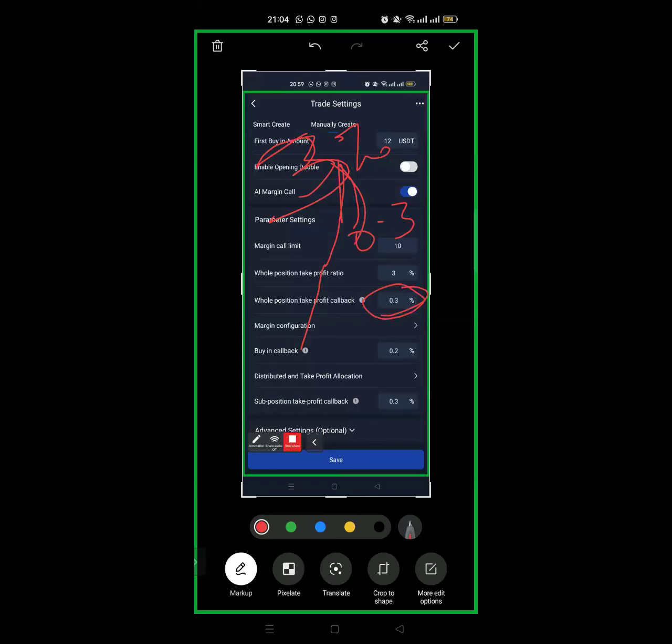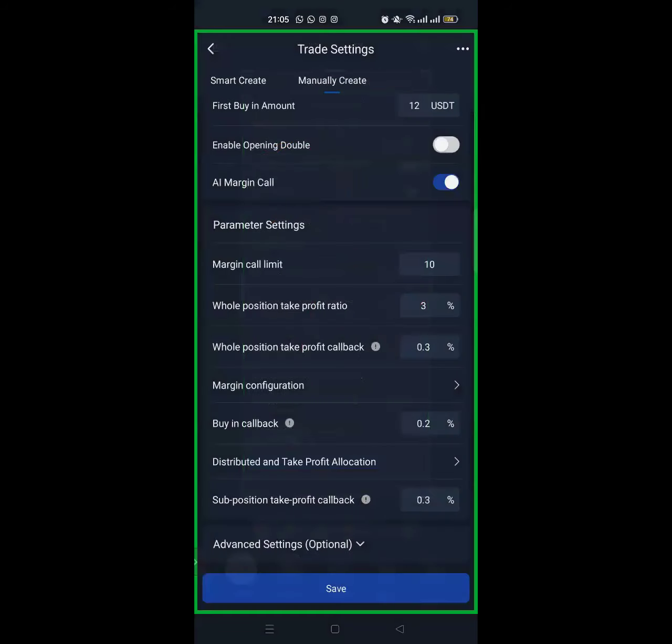So it's going to be selling at a percentage of 2 point something. That's why, if you set 3%, you will never get exactly 3%. You either get a bit lower or higher. If you set 5%, the robot can never give you exactly 5% because of this callback function. It is a very, very important function. So I believe I've been able to explain the whole position take profit callback.